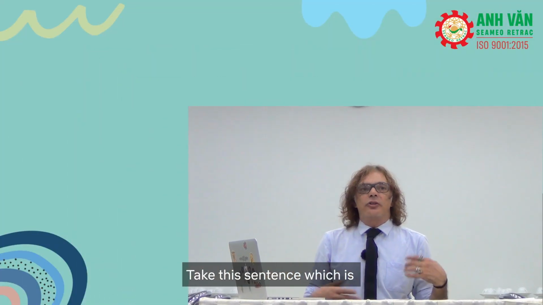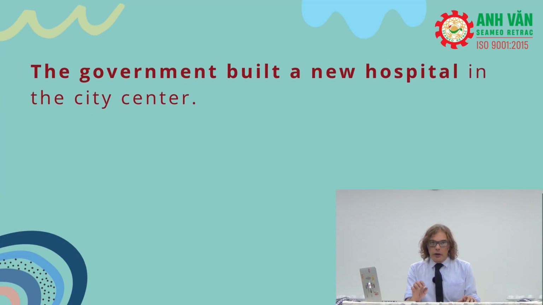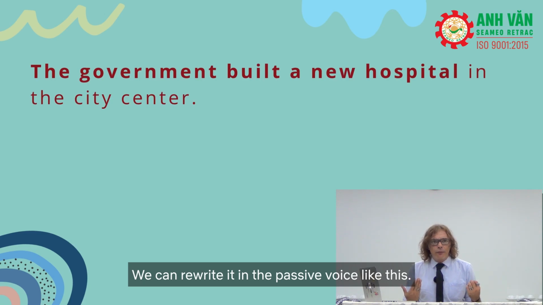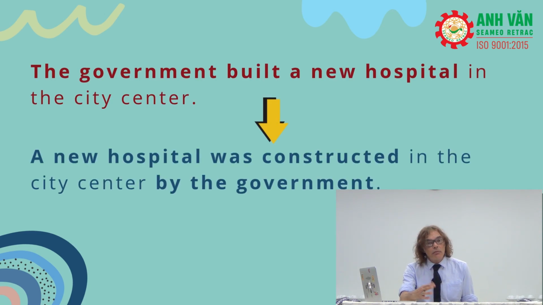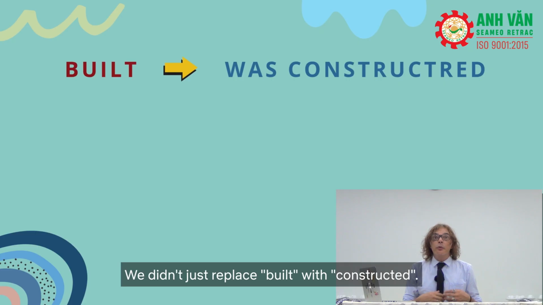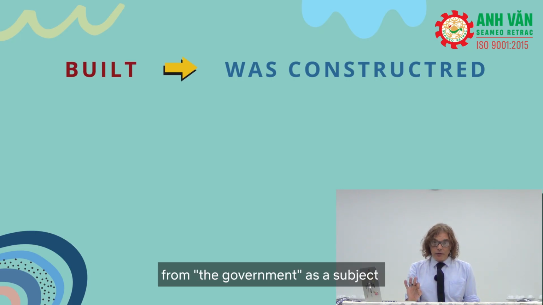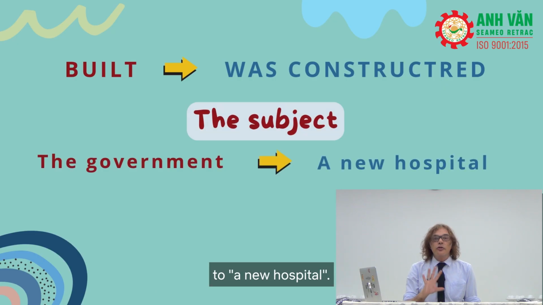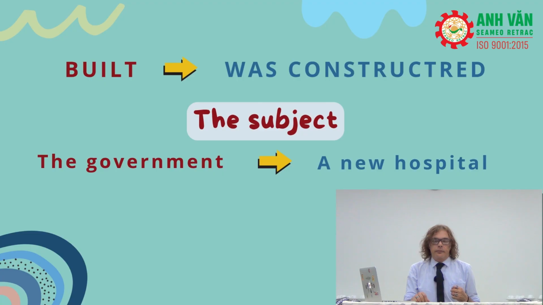Take this sentence, which is expressed in the active voice. The government built a new hospital in the city center. We can rewrite it in the passive voice like this. A new hospital was constructed in the city center by the government. Notice what changed. We didn't just replace built with constructed, we shifted the focus of the sentence from the government as a subject to a new hospital. This helps avoid overusing active structures.